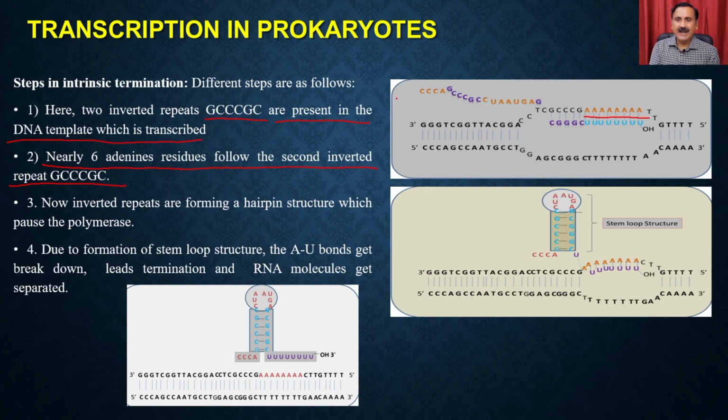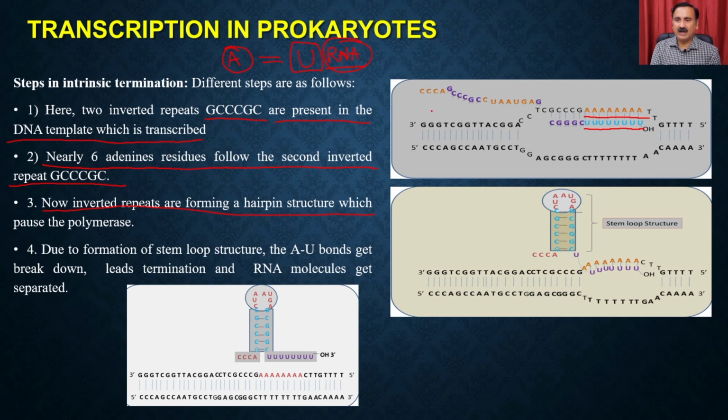And you know that when the A is present in the DNA, it is going to give you the U in the RNA molecule, because that is the complementary base. So this is going to give you the U in the RNA molecule, which means it is going to form very less stable DNA-RNA hybrids. And at the same time, what will happen? The inverted repeats are forming a hairpin-like structure. You see that all these inverted repeats present here are going to form a hairpin-like structure.